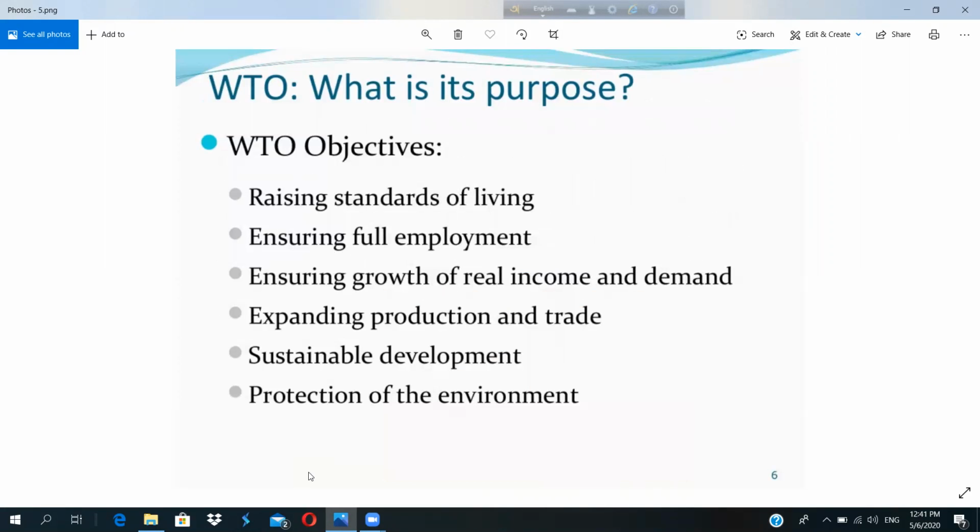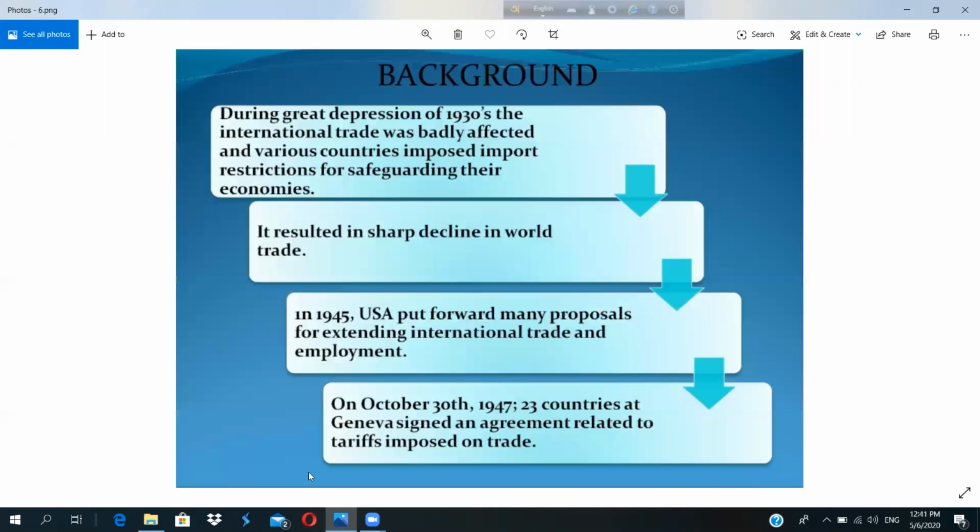WTO, what are its purposes? The WTO objectives are raising the standard of living, ensuring full employment, ensuring growth of real income and demand, expanding production and trade, sustainable development, and protection of the environment. Those are the objectives of WTO.